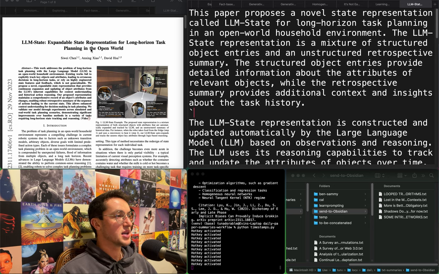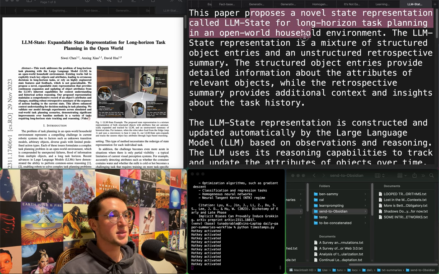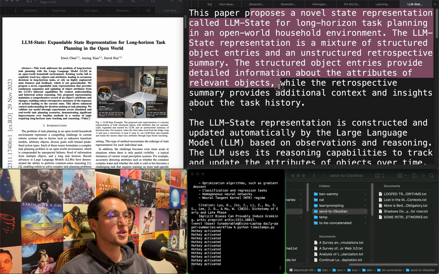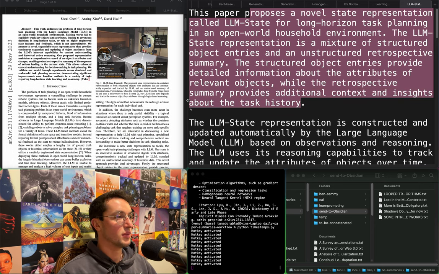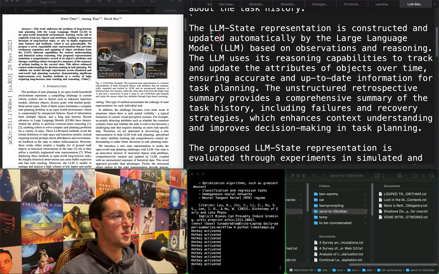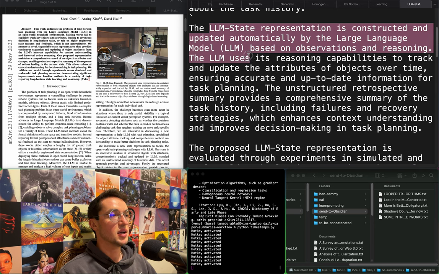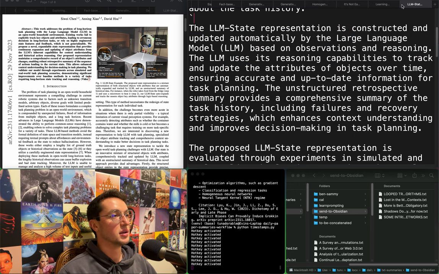LLM State: Expandable State Representation for Long Horizon Task Planning in the Open World. Proposes a novel state representation called LLM state for long horizon task planning in an open world household environment. It represents a mixture of structured object entries and an unstructured retrospective summary. The structured object entries provide detailed information about the attributes of relevant objects, while the retrospective summary provides additional context and insights about the task history. Oh, so it's like a multimodal model and you annotate objects. It's constructed and updated automatically by a large language model based on observations and reasoning. Uses its reasoning capabilities to track and update their attributes. Oh, I don't know what's happening here, but it's not relevant to me.